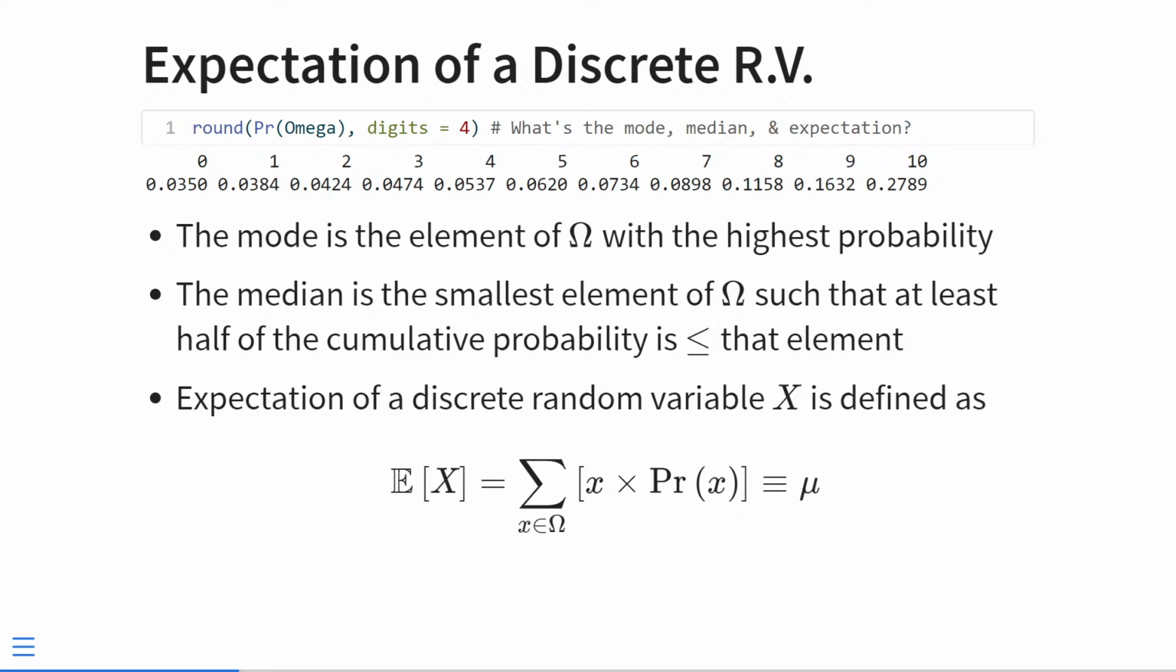My guess is that would have taken us a while to arrive at, so I'll just go ahead and tell you, although the reading already did. The expectation of a discrete random variable x is defined as the summation over all the elements of omega, the value of x multiplied by its probability. Those added up together are the definition of expectation of a discrete random variable, and the expectation is such an important concept that it has its own Greek letter, lowercase mu.